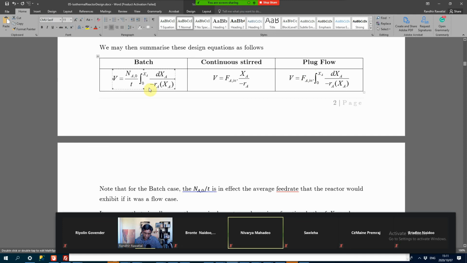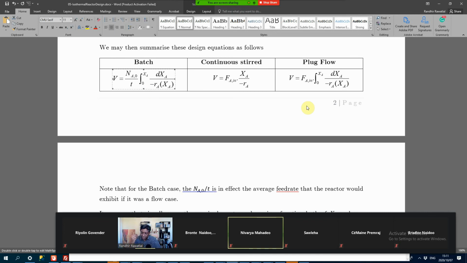And then these two are identical, right? If you are converting both those to the same extent, right, to the same x value, then everything is identical, and these two volumes are the same. So that's true. If you are trying to keep the average molar flow rate the same, you'll get the exact same volume in the batch and the plug flow cases.